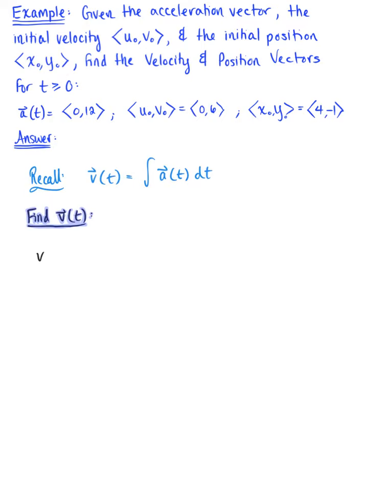So here we go. We can say that our velocity vector, v of t, is defined by the integral of the vector with components 0, 12 with respect to t. So integrating, the antiderivative of 0 is 0, of course, and the antiderivative of 12 leaves us with 12t plus an arbitrary constant vector c.